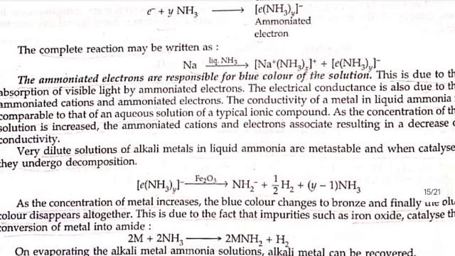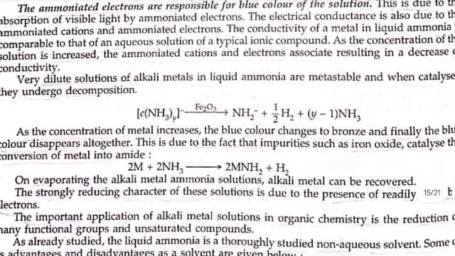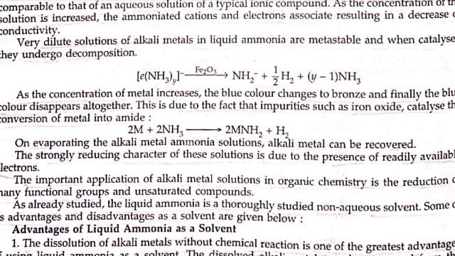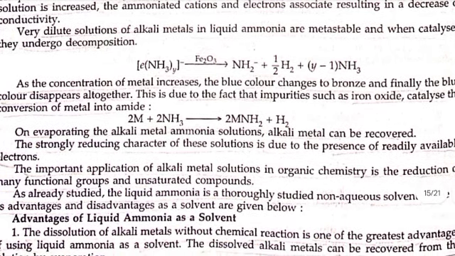The ammoniated electrons are responsible for the blue color of the solution. This is due to the absorption of visible light by ammoniated electrons. The electrical conductance is also due to the ammoniated cations and ammoniated electrons. The conductivity of a metal in liquid ammonia is comparable to that of an aqueous solution of a typical ionic compound. As the concentration of the solution is increased, the ammoniated cations and the electrons associate, resulting in a decrease of conductivity.